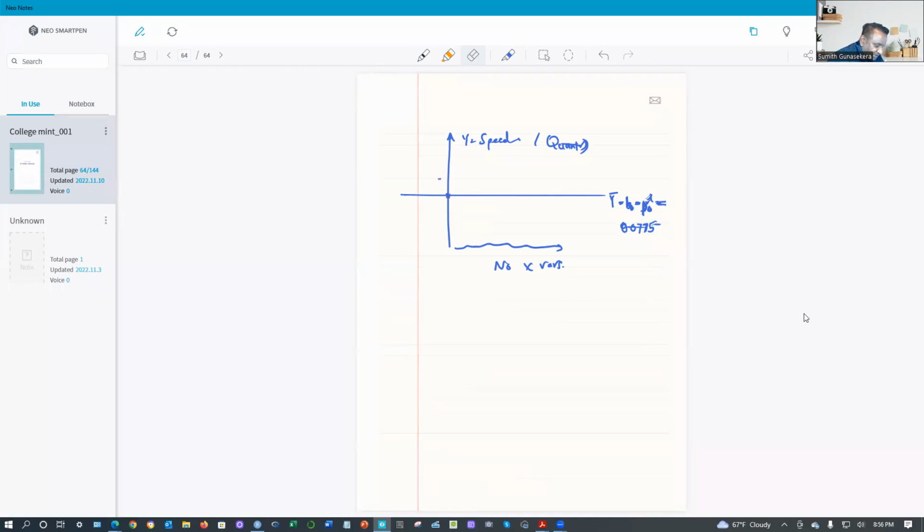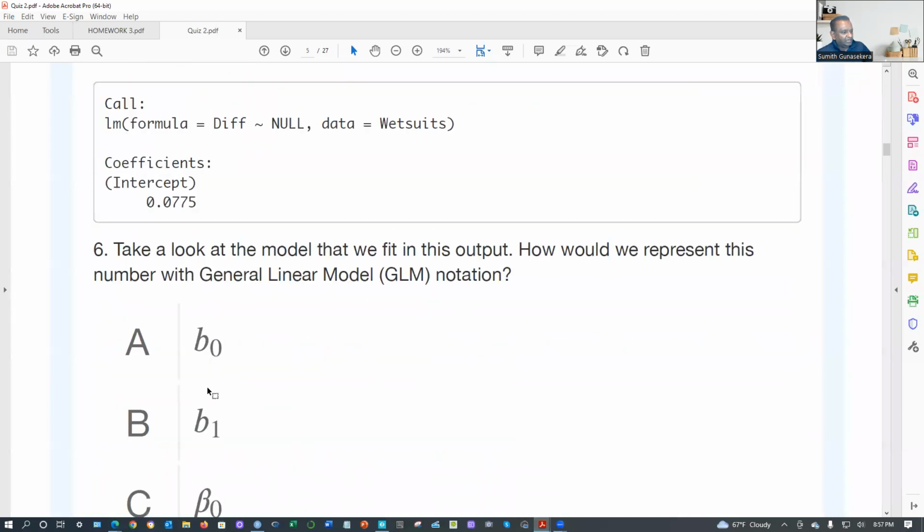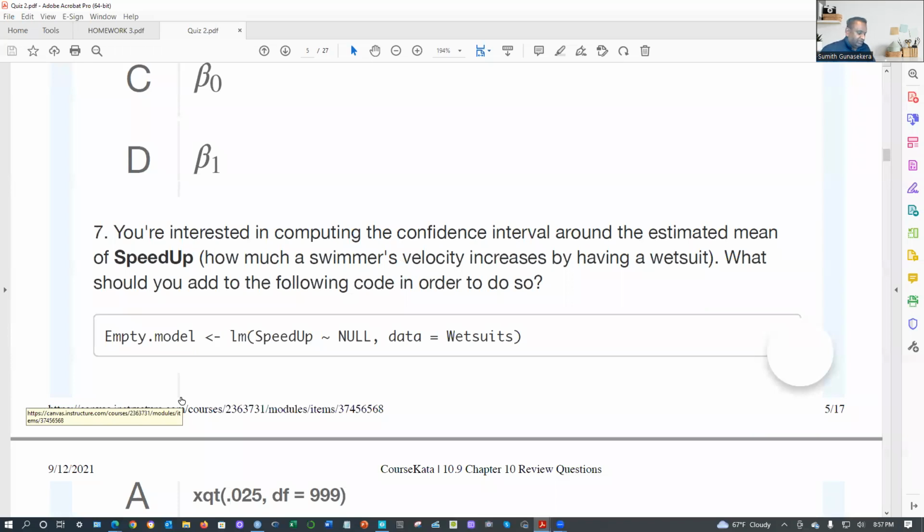I need the confidence interval, the upper bound and the lower bound, for mu, the population mean. Any of the values in that interval are kind of like estimates for the unknown parameter mu. That's what we are trying to do. In order to do that, what R code would you have to add into this? That's question number 7.